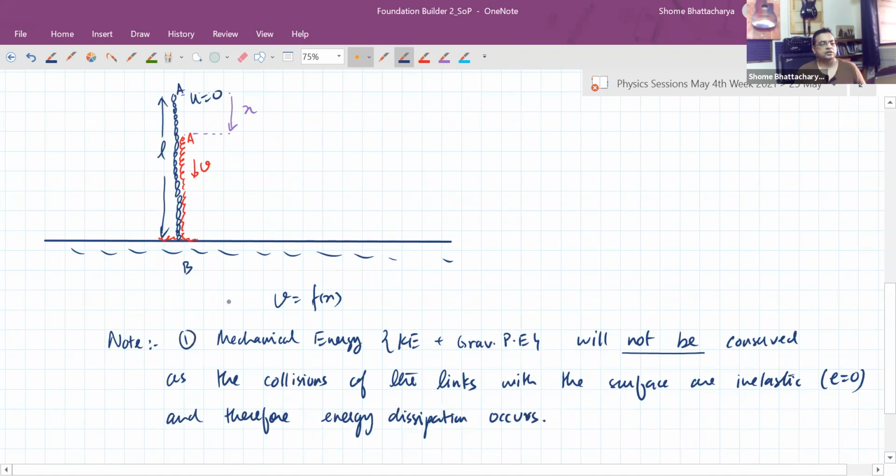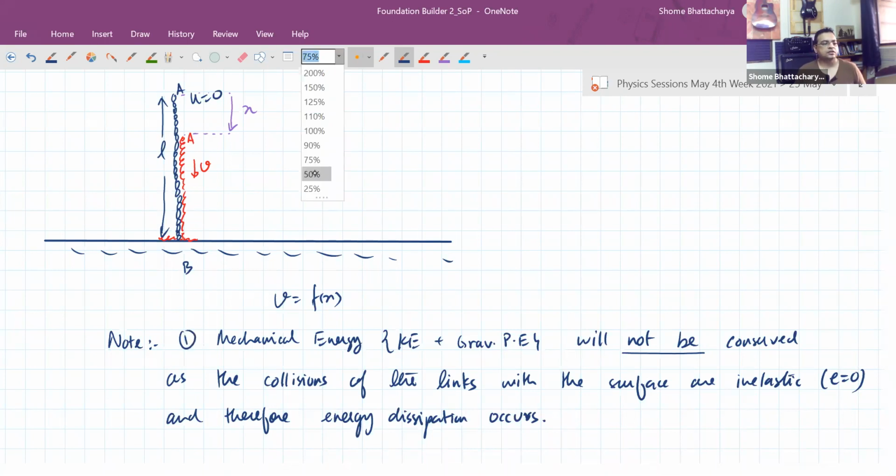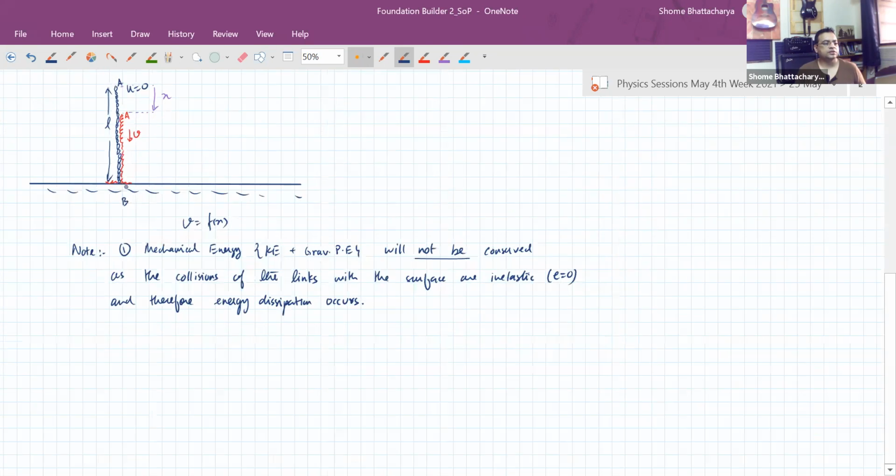That's the first point to understand. The second point to understand is that before coming in contact with the ground, any link while it is falling through air is not in contact with any other link, so it is in free fall.